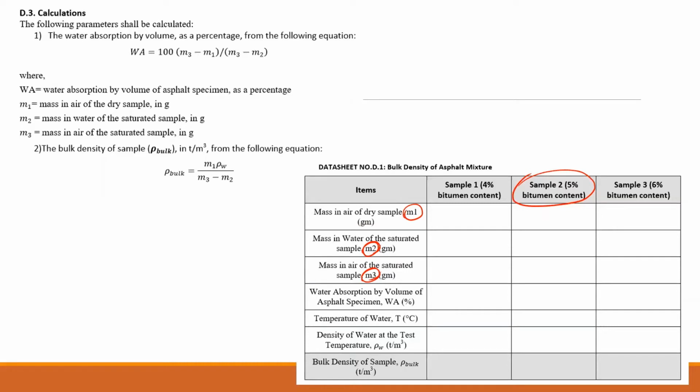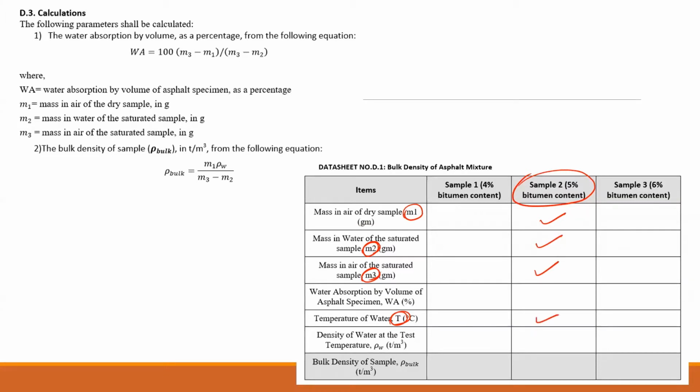We also take the reading of the water temperature, because the water density changes with the temperature. So we measure the temperature of that water container. If we know all this, you should be able to find the results. So these are the readings that we take in the lab.